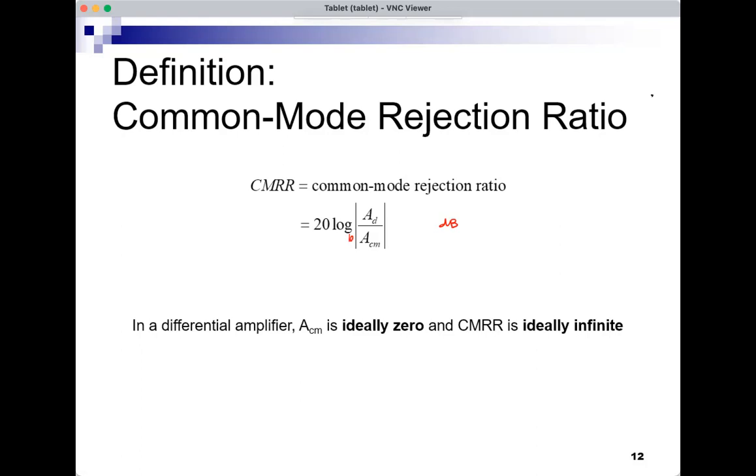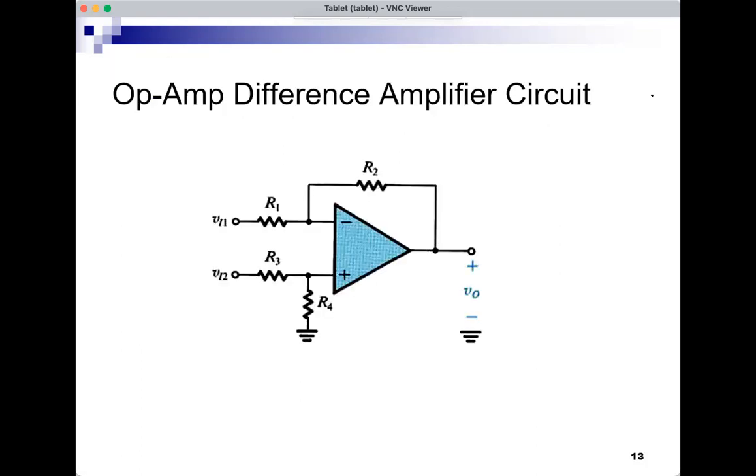So let's go back to our circuit design and let's try something like this. An op amp with 4 resistors, and of course I have these 2 inputs. I want to amplify their difference, produce it here at the output, and let's see if this circuit allows me to do that.